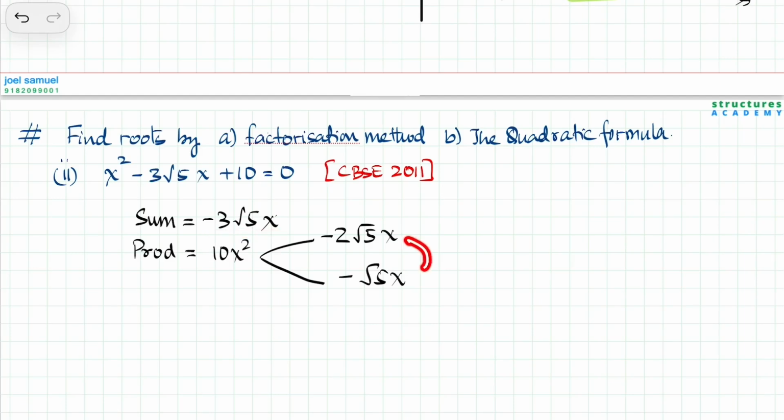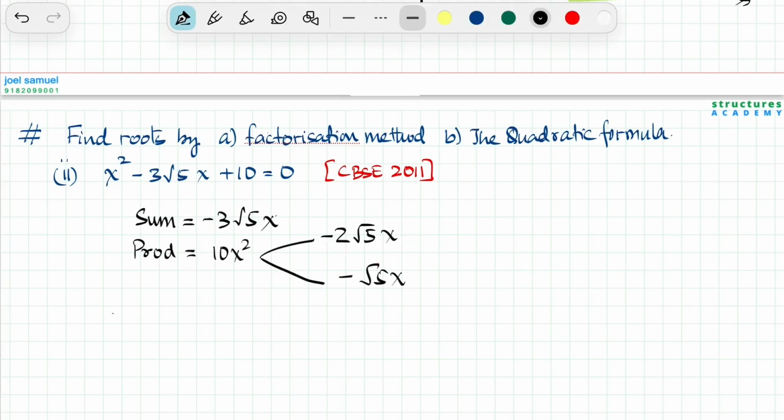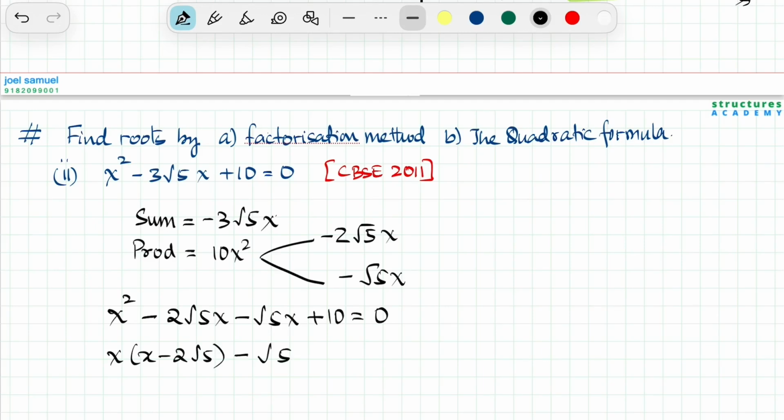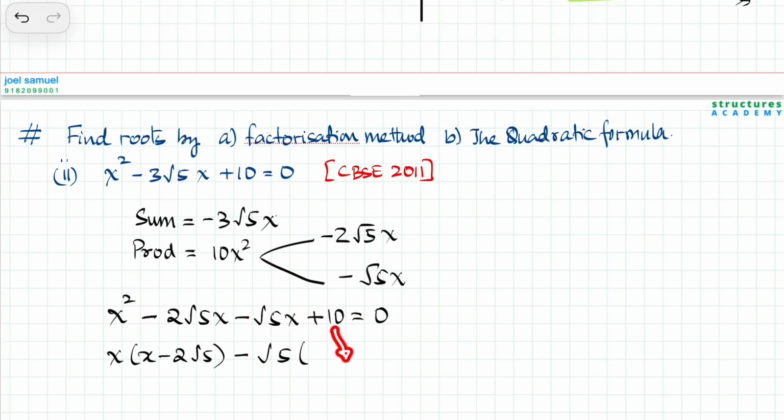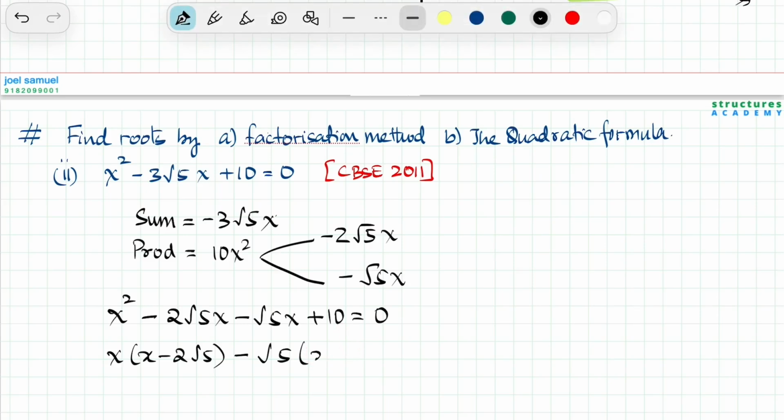When I multiply these two, root 5 into root 5 is 5, times 2 is 10, and then minus minus plus. So I'm writing my quadratic equation as x square minus 2 root 5x minus root 5x plus 10 is equal to 0. So I take x common, I get x minus 2 root 5. I take minus root 5 common. Now I clearly can't see what I will get in this place. I know I get x here, but what do I get here? So blindly write what is there in the previous bracket, 2 root 5, and then we can check.